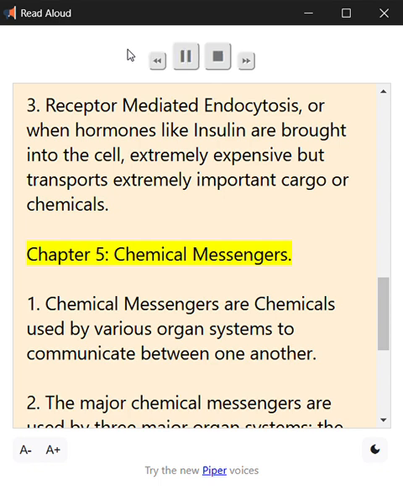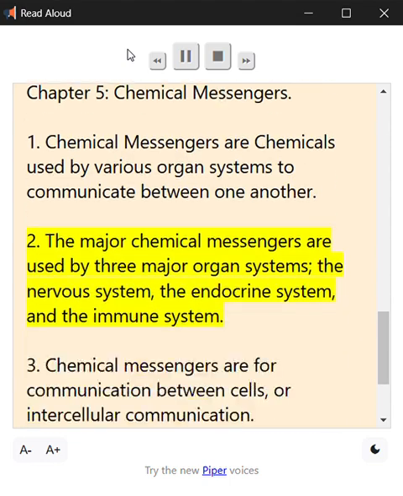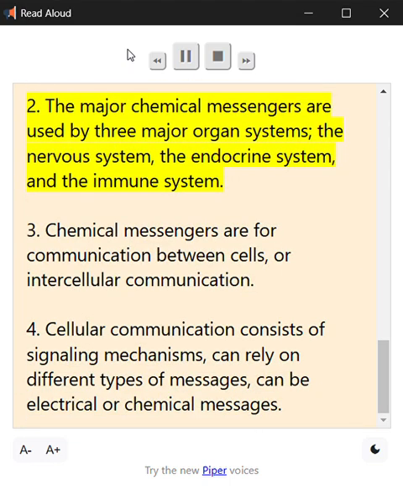Chapter 5. Chemical messengers. 1. Chemical messengers are chemicals used by various organ systems to communicate between one another. 2. The major chemical messengers are used by 3 major organ systems: the nervous system, the endocrine system, and the immune system. 3. Chemical messengers are for communication between cells, or intercellular communication. 4. Cellular communication consists of signaling mechanisms, and can rely on different types of messages, electrical or chemical.